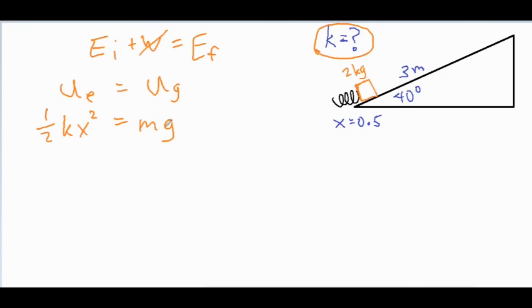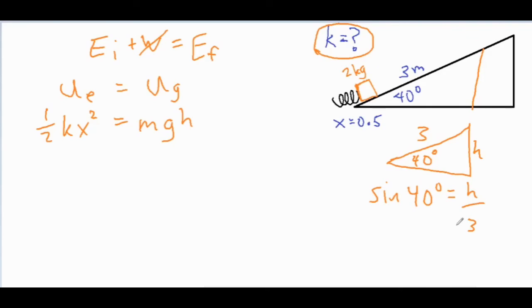And then for mgh, I'm noticing that we have mg, but we don't have the h value. So the h value is right over here. So I want to make sure I draw a little triangle. The triangle is going to look like this, where the hypotenuse is 3, this is 40 degrees, and then we want this h value, so we're going to use sine to use the opposite and hypotenuse side. So the sine of 40 degrees equals the opposite over the hypotenuse side. Multiply both sides by 3. And then our h comes out to 1.93 meters.